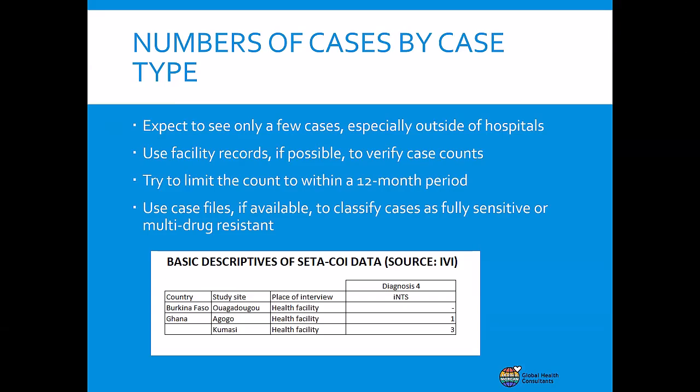But in Burkina Faso and Ghana, as you pointed out, I know this table is from the previous SETA COI data. We are experiencing something similar. We have a low case enrollment for INTS in these 2 countries, Burkina Faso and Ghana. So far, we have about 4 or 3 cases.